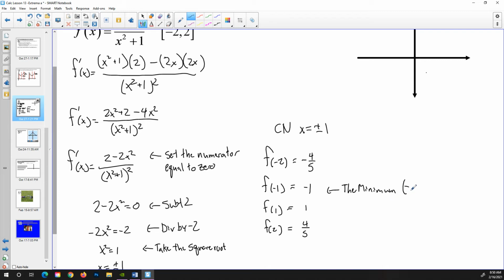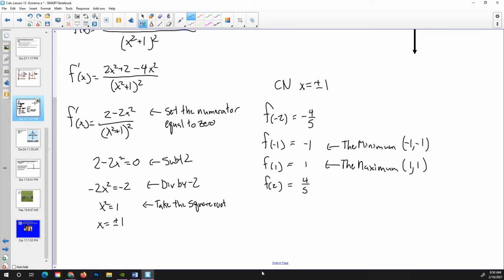And that will be at -1, -1. And this will be the maximum value. And that will be at +1, +1. And if we wanted to check that, we could go back to Desmos.